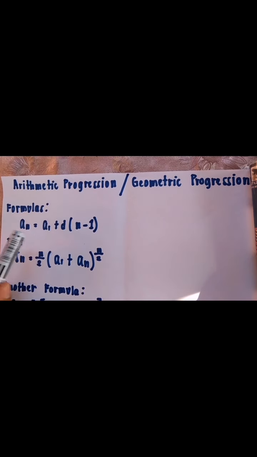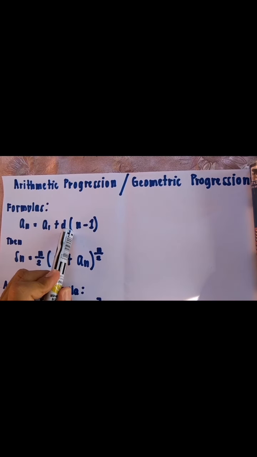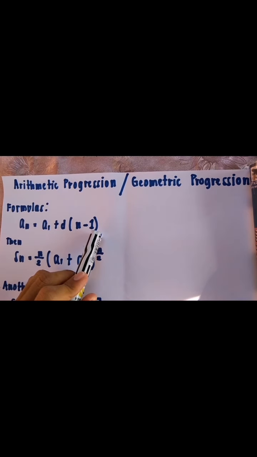So let's begin with a sub n. A sub n is a term used to represent the end term, or the last term, which is a sub 1 plus the common difference d, times n, the number of terms, minus 1.